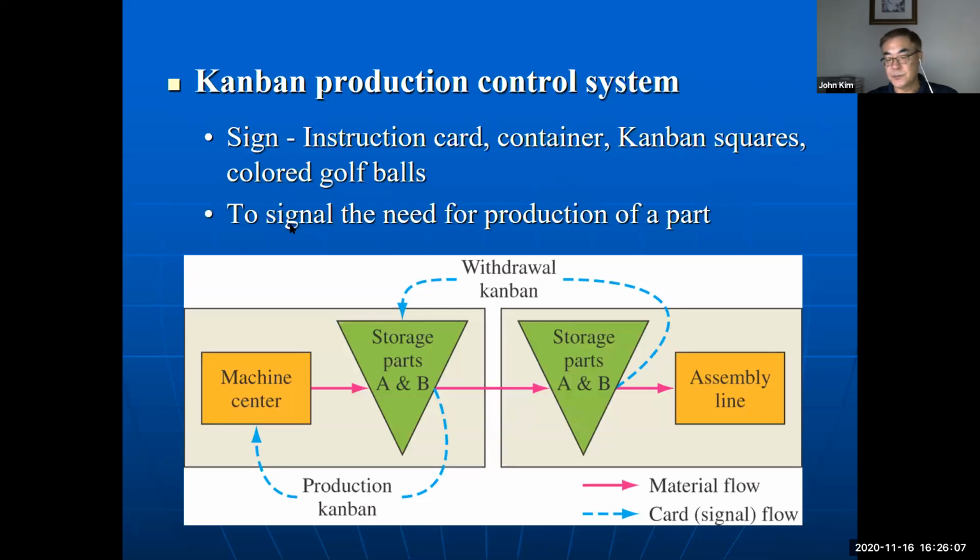Kanban production control system. Kanban means sign. Using instruction card, container, Kanban squares, colored board, such as golf ball or any board, signal the need for production of a part. It's like a buffer between stages, a storage area. For this example, this system used 2 Kanban containers.